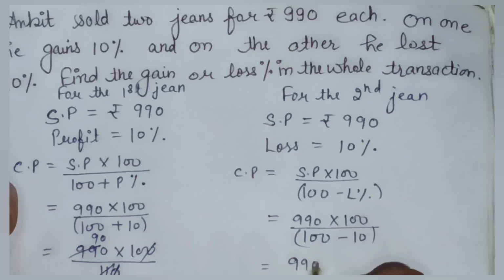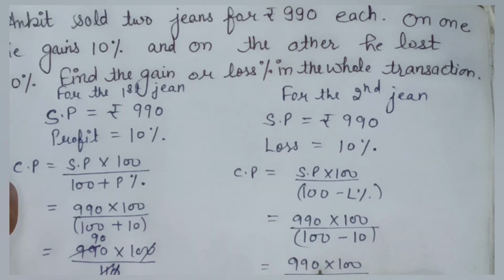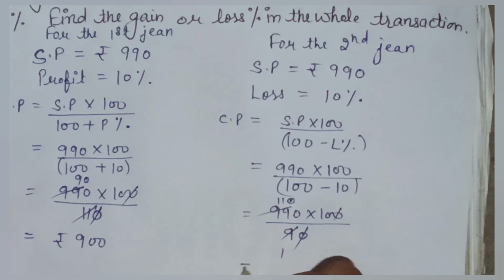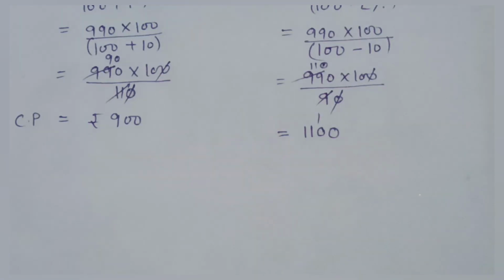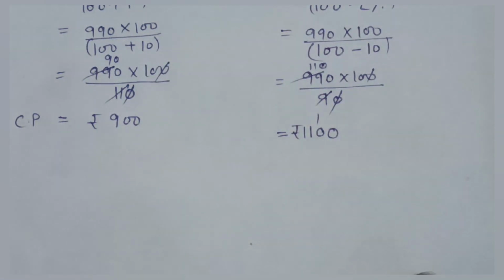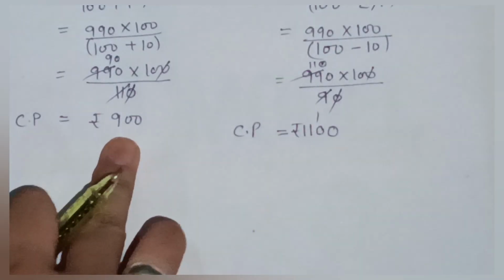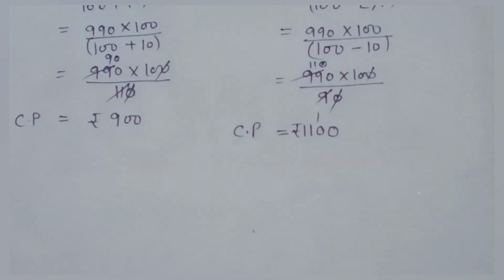Here 990 multiplied by 100 upon 100 minus 10, which is 90. This 0 cancels this 0, 9 ones are 9, 9 11s are 99, 110 multiplied by 10 is equal to 1100. This is equal to rupees 1100. So we calculated the CP of both jeans. Cost price of the first jean is equal to rupees 900 and cost price of the second jean is equal to rupees 1100.